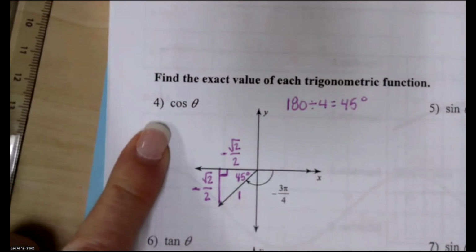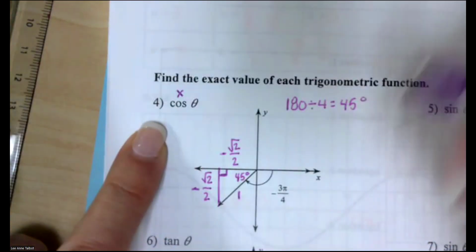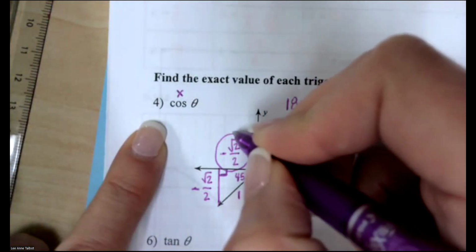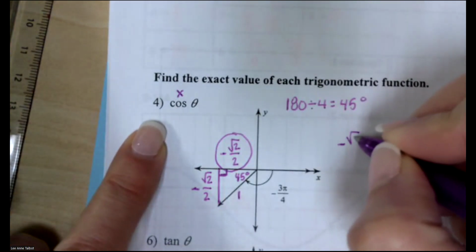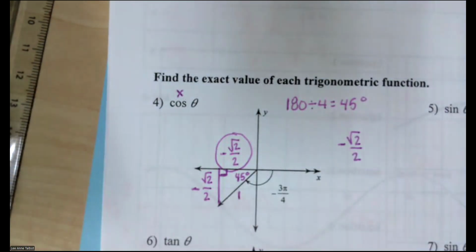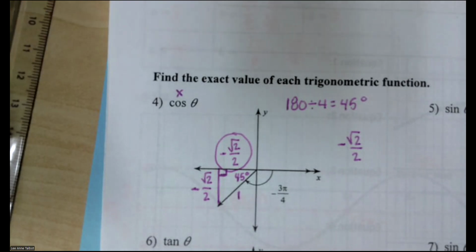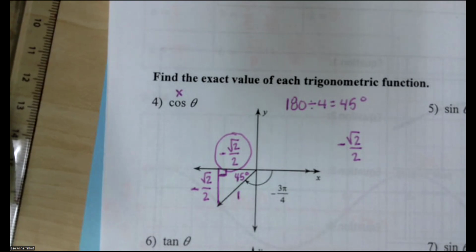If you notice, this one is just asking for cosine. Cosine is the x. The x is this one. You don't have to find everything. It's just asking for cosine. I don't think there's a negative.